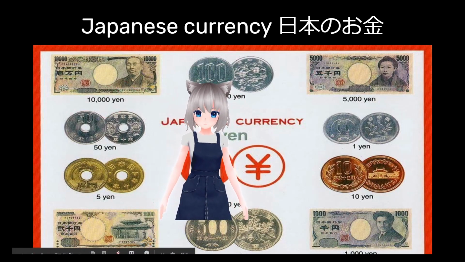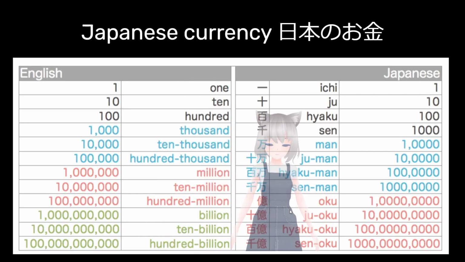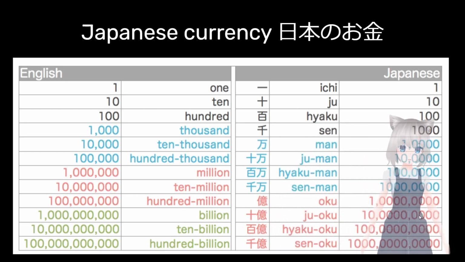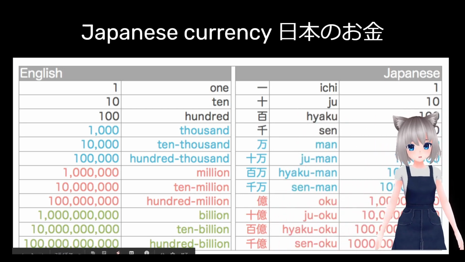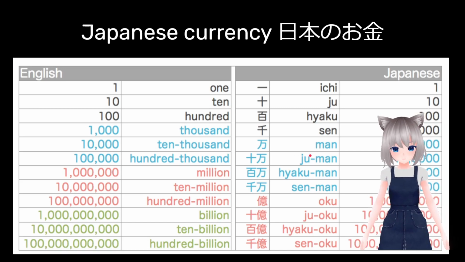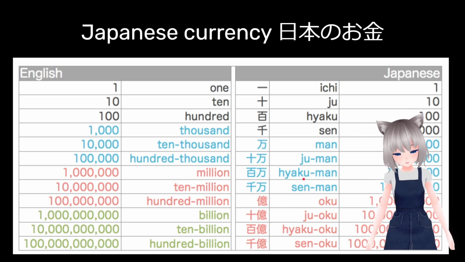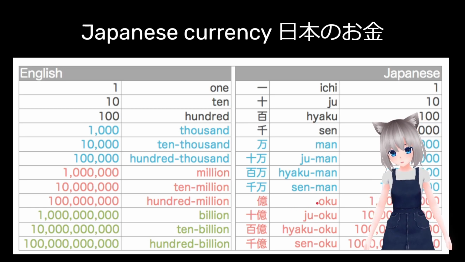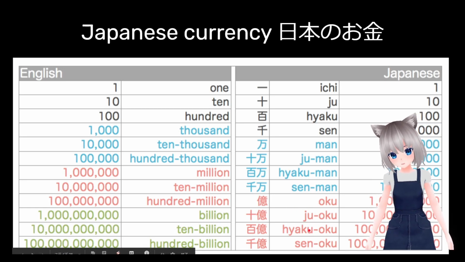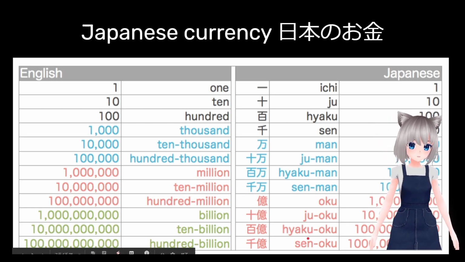Okay, let's go to even bigger numbers. Are you ready? Okay, I'm going to move over here. So we went up to 10,000. Above that is 100,000, a million, 10 million, and oku, which is 100 million, then 1 billion, 10 billion, and 100 billion.